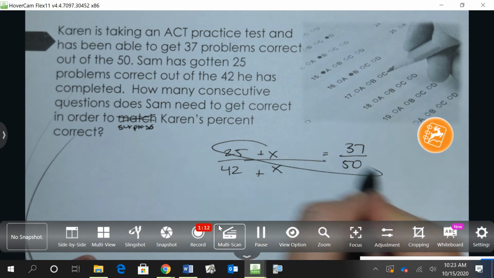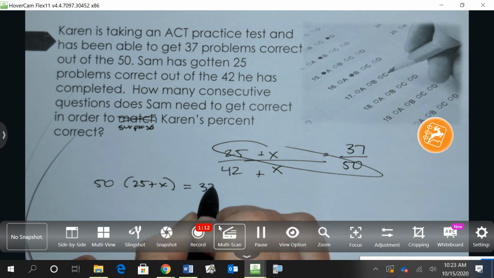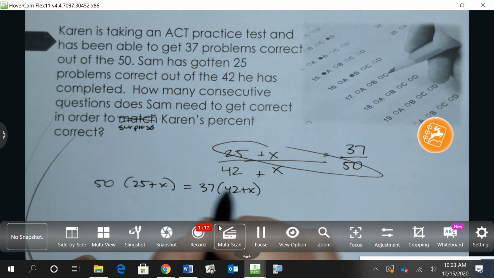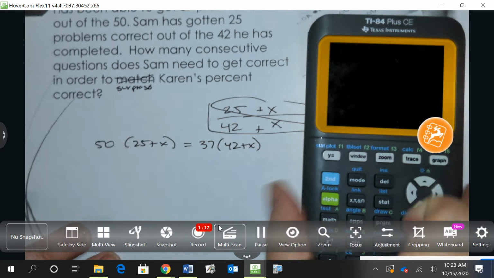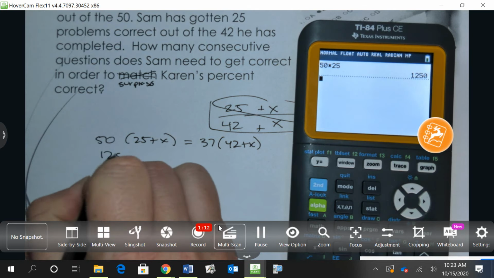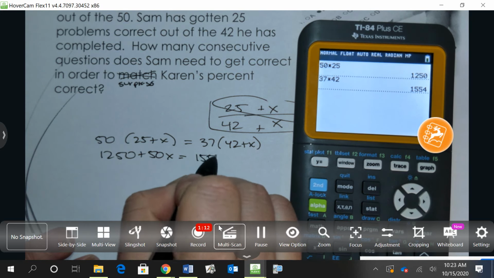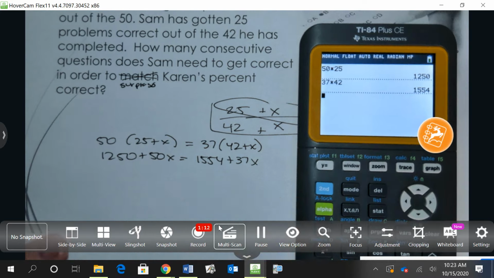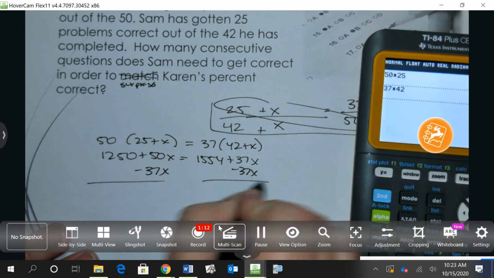Okay, same concept here. We're taking 50 times 25 plus x equals 37, and 42 plus x. And we would use Desmos just to save time and keep you awake here. I'm going to take 25 times 50, as you can see. 1250 plus 50x equals 1554 plus 37x. So I'm going to quietly continue to solve, and then we'll discuss the problem.